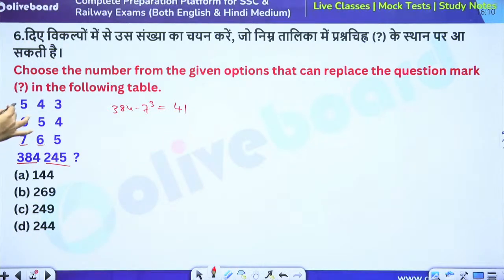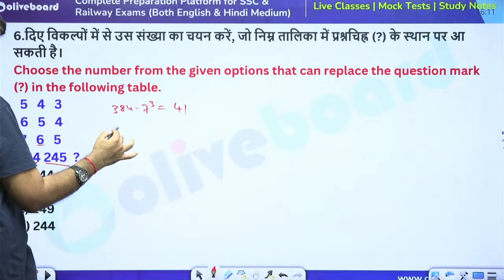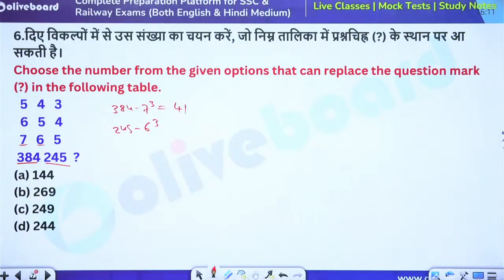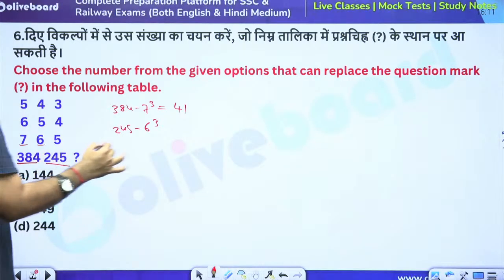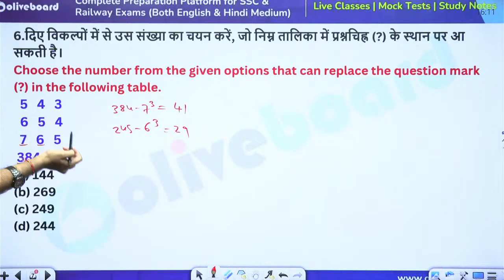Now look at the remaining two numbers. Can you find a 41? So you'll think, okay, 5 into 6, plus 5 plus 6. Is it making sense? Will that happen here? 4 into 5 plus 4 plus 5. If I go like this, this is 245. So 245 minus 6 cube, that is 216, so that is 29. So 4 into 5 plus 4 plus 5, that's working.